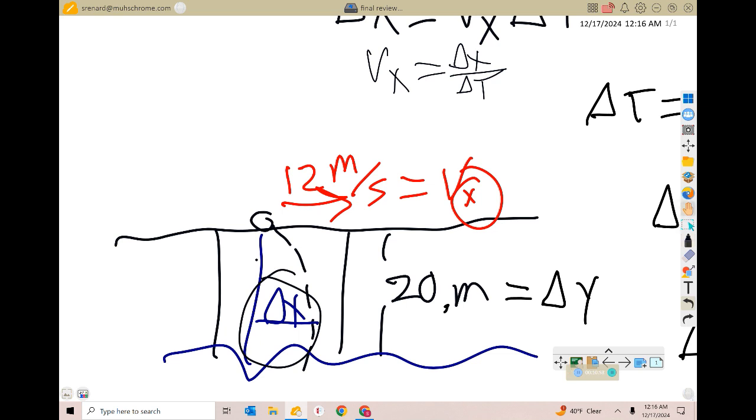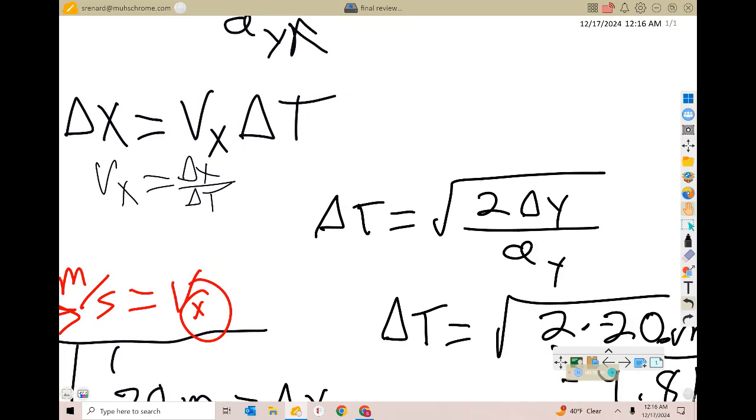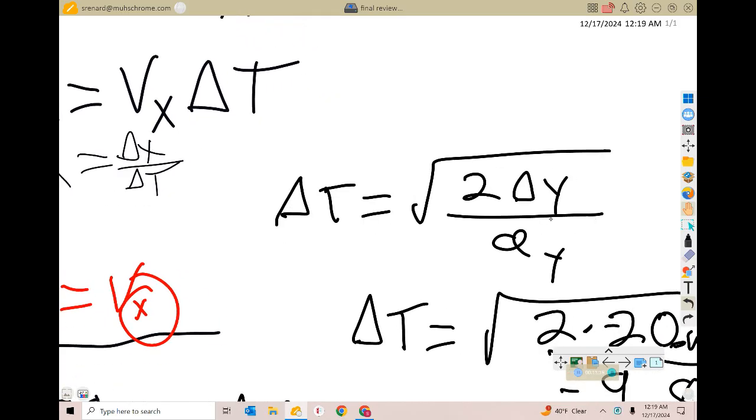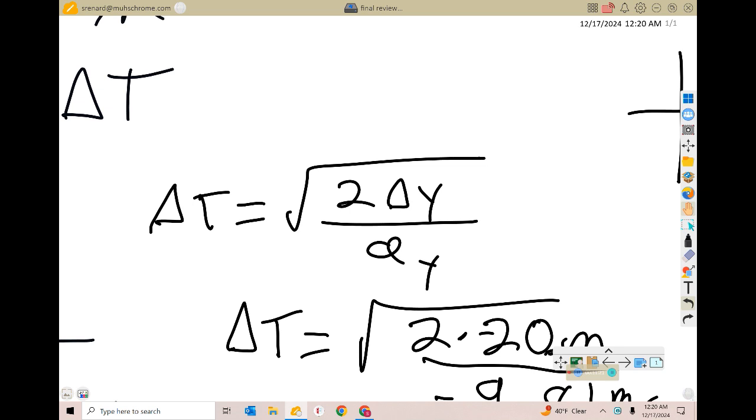As I just said, the first thing we want to do is find time. Now, if I were you, I would write down these steps on my cheat sheet. Step 1, find out how long it took to fall. How are we going to do that? We're going to use this equation right here. Delta t equals the square root of 2 delta y over a sub y. Time equals the square root of 2 times the distance it fell, divided by acceleration due to gravity.